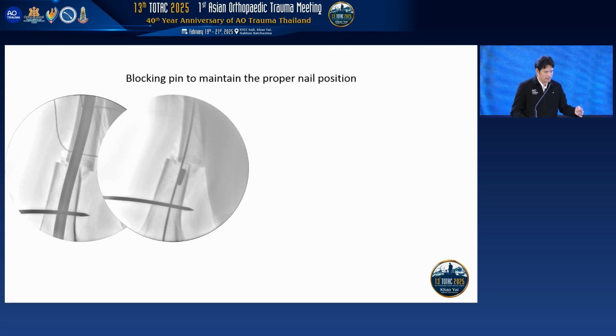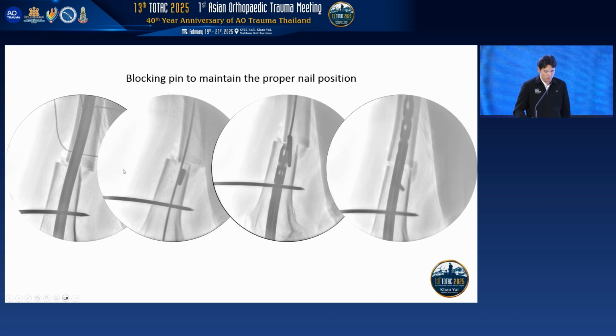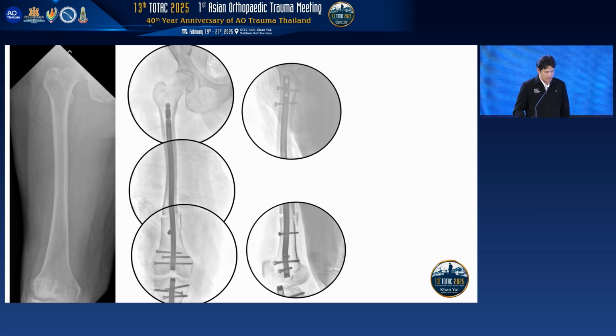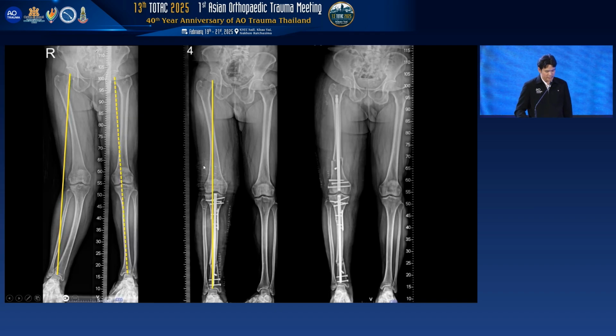Yes, we focus on the lateral view, so we have the translation here. It's very common to put the blocking pin to improve the alignment. And this is, I think, after we do the correction of the femur. So this is what we have done in staged correction. We correct the tibia first, and then we correct the femur in order to get overcorrection of the right side of the leg.